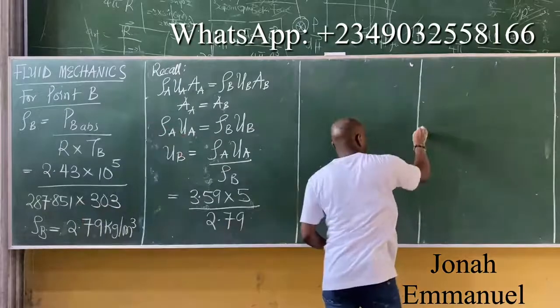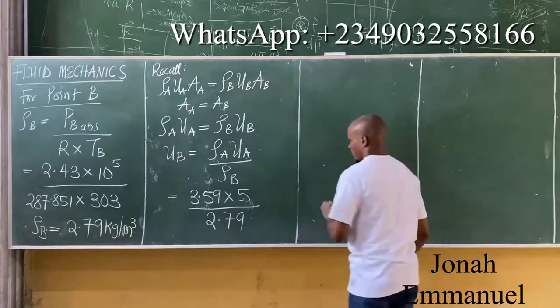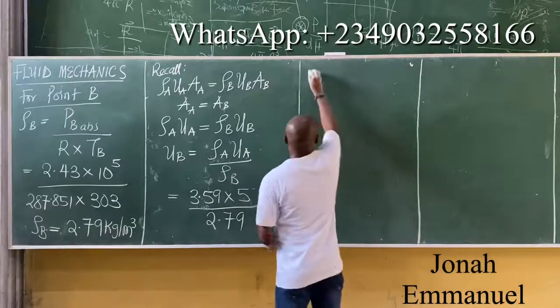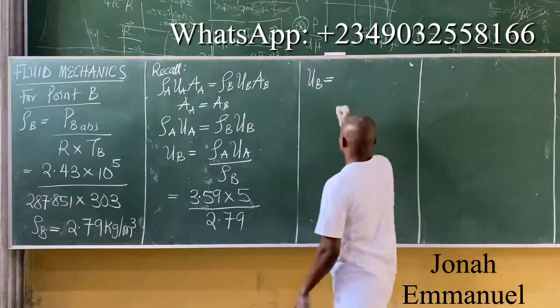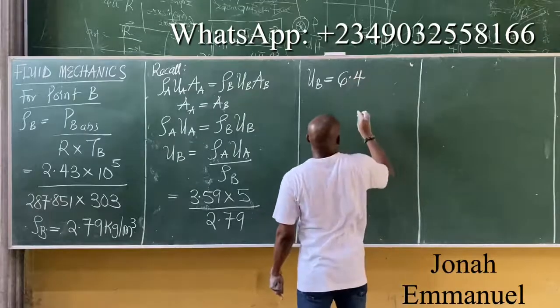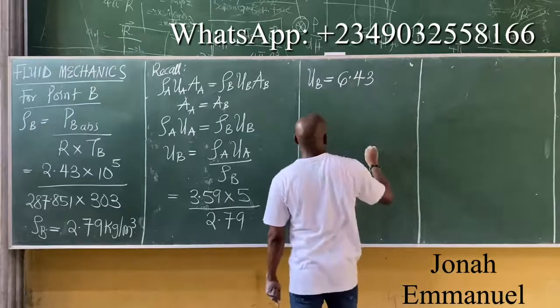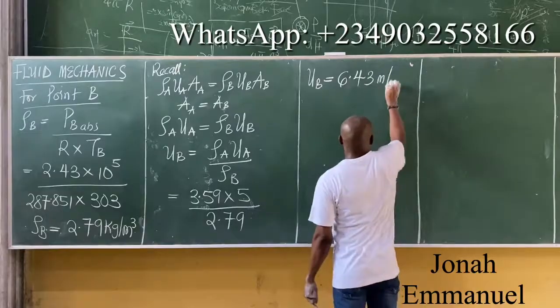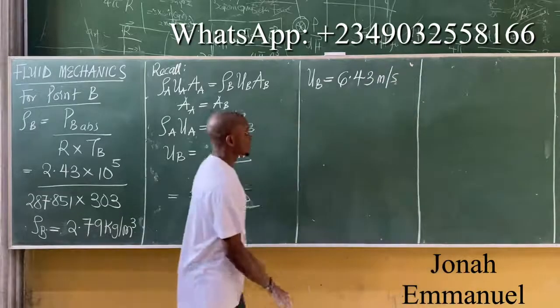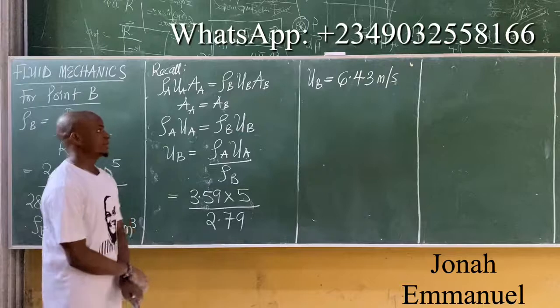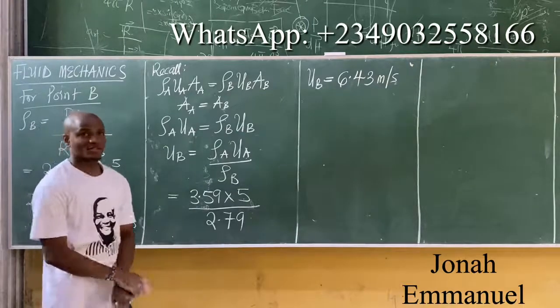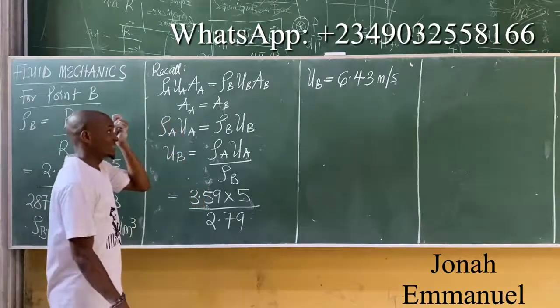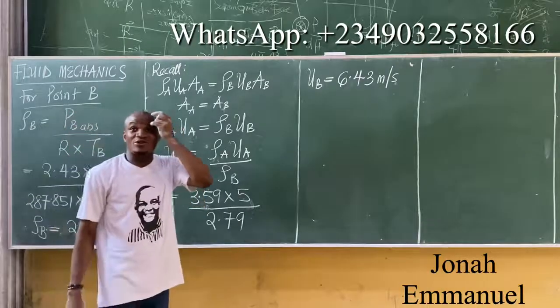Alright. From here, UB is equal to, please give me the value. 6.43 meters per second. Right, so I have this. Alright, with this being done, what's next? Compare the discharge. Compare discharge at A and B. How do you compare discharge?